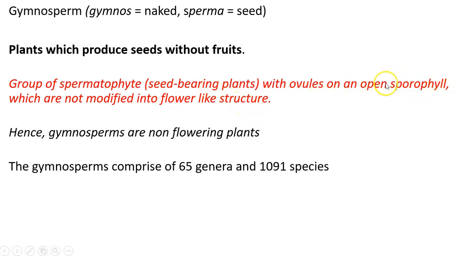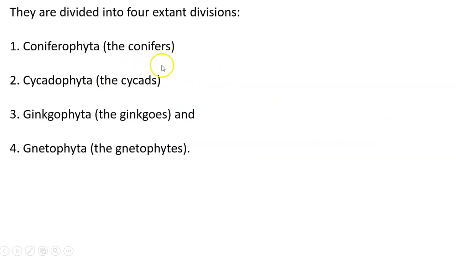But in the case of gymnosperms, we can see the seeds are borne on the cones which are open. It's called sporophyll, or an aggregation of spore-bearing leaves. So gymnosperms are non-flowering plants. They comprise 65 genera and more than 1000 species within these genera. So they produce seeds but without fruits. Now there are 4 extant or living divisions: Coniferophyta, Cycadophyta, Ginkgophyta and Gnetophyta. Let us see each one by one.